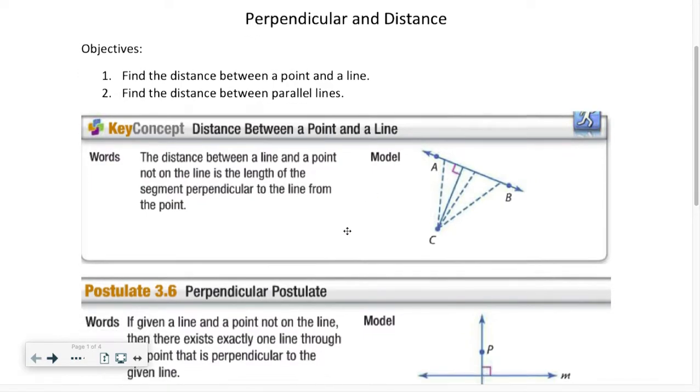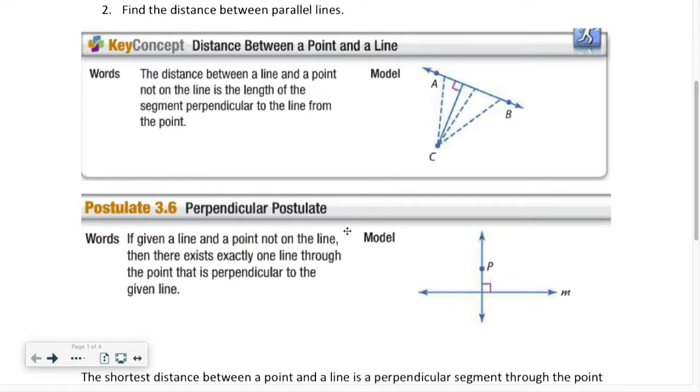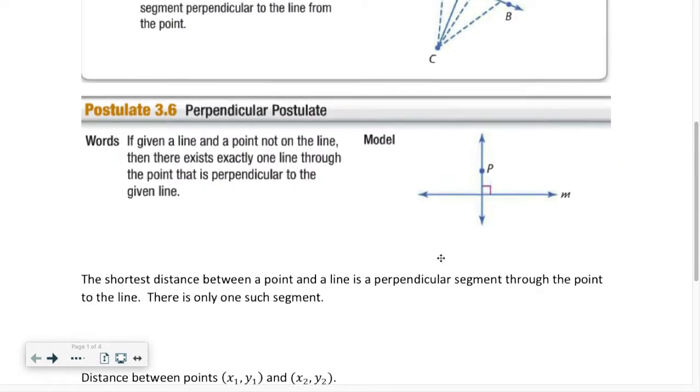Okay? And then perpendicular postulate, this is 3.6. If given a line and a point not on the line, then there exists exactly one line through the point that is perpendicular to the given line. All this is saying is there's only one segment here from C to AB that is perpendicular. Any of these other segments, they're not going to be perpendicular, okay?